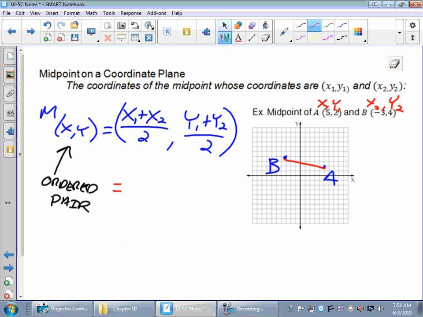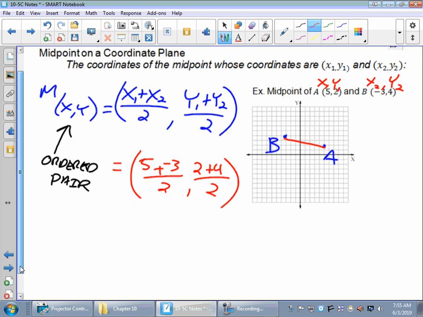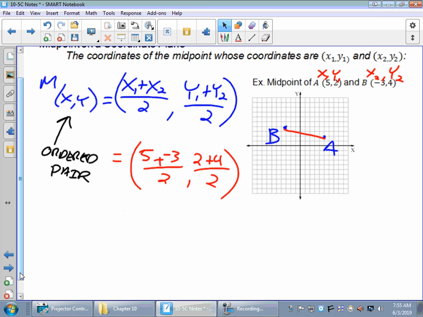So your first part says x1 plus x2, so my first x is 5. My second x is a -3, so remember that's a minus a -3, excuse me, plus a -3 divided by 2. And then now your y coordinates, your first y coordinate is a 2. Your second one is a 4, so 2 plus 4 divided by 2. And now we can just do the math and get our midpoint.